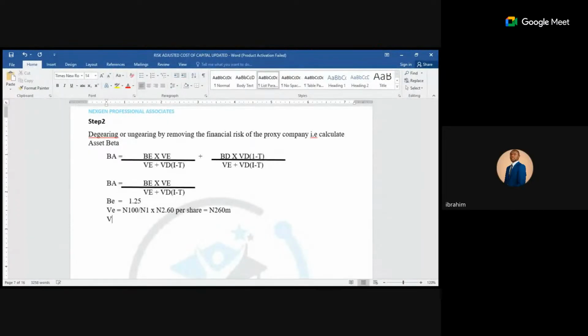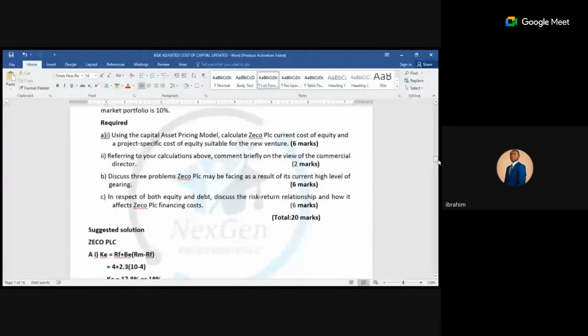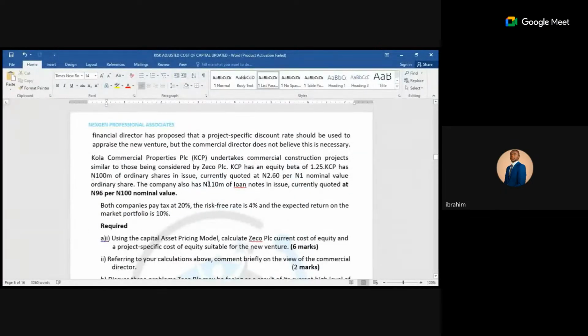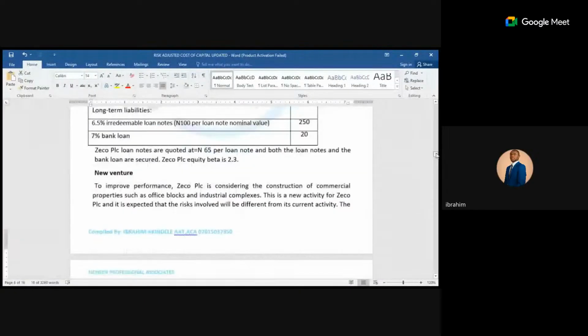So value of debt. How do we determine the value of debt? It is not given in a percentage. Quickly, market value of debt. We are going to use the same process: 110 over 100 times 96, divided by 100 nominal value times 96. Okay, makes sense.